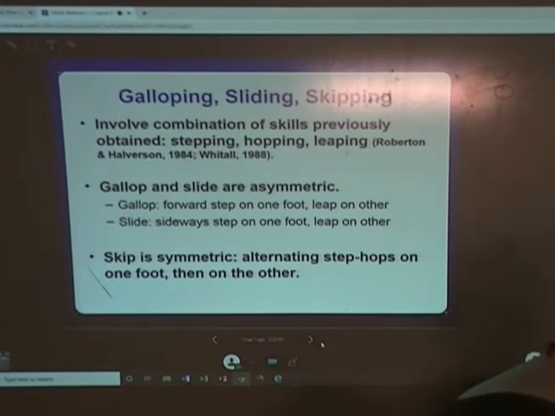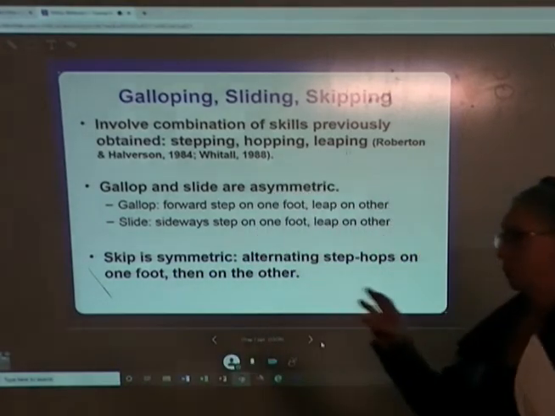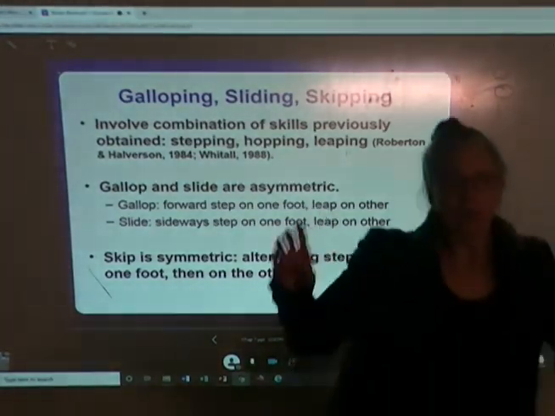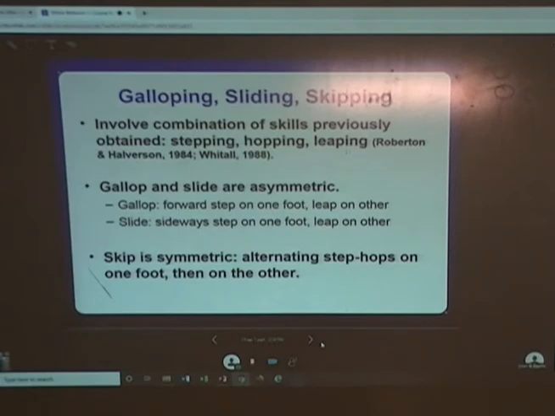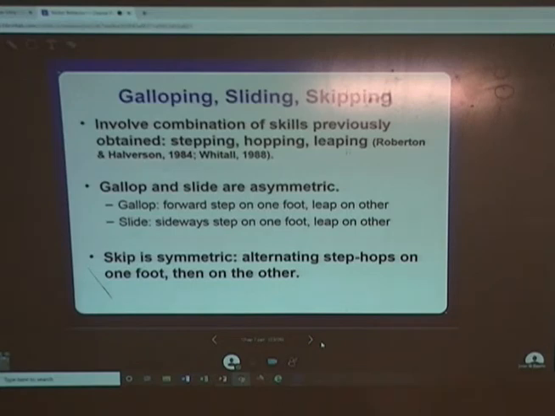Galloping is one foot in front of the other. So I step, I leap. I step, I leap. I step, I leap. Galloping goes like that. Sliding is the next one. Again, asymmetrical because both legs are doing something different, but I go sideways. So I step, I leap. I step, I leap. I step, I leap. Sliding.